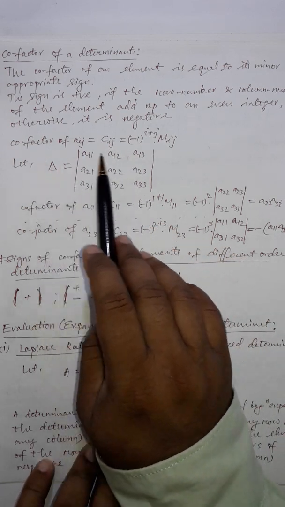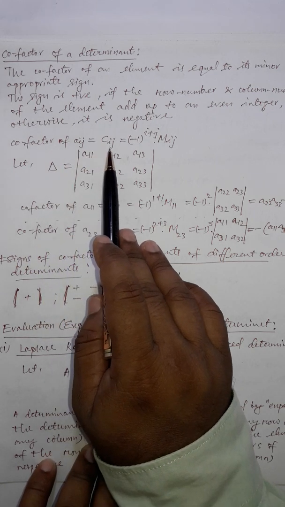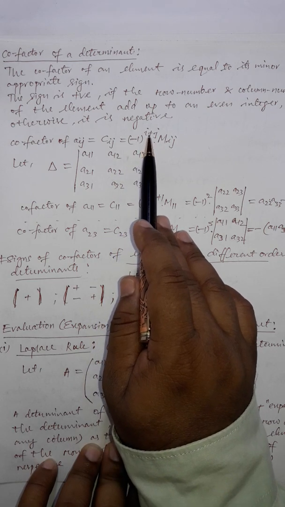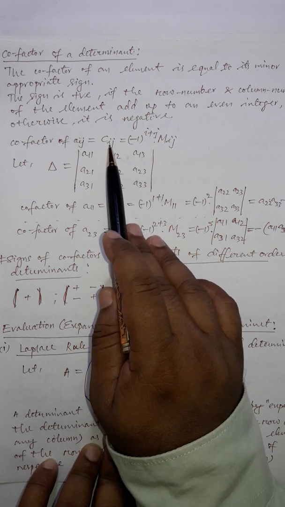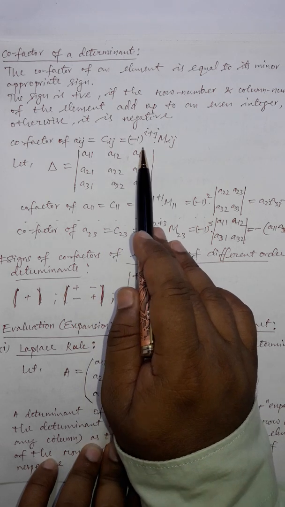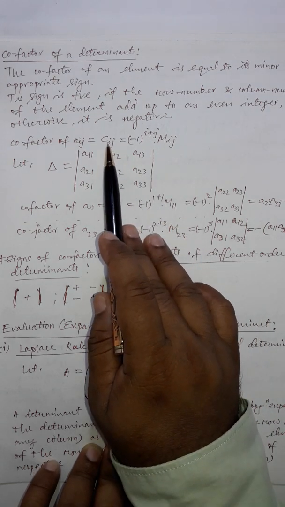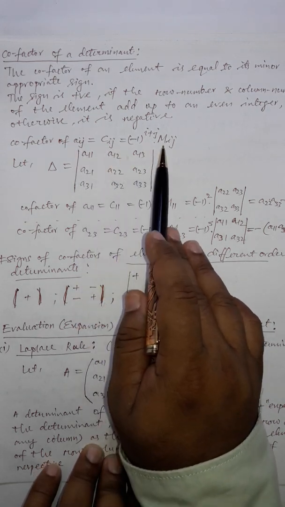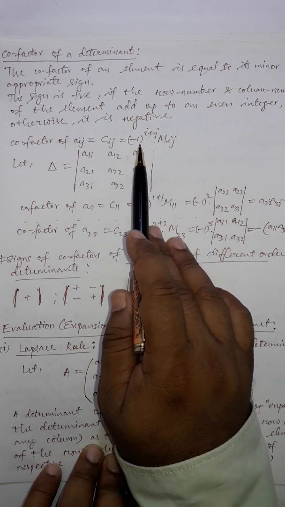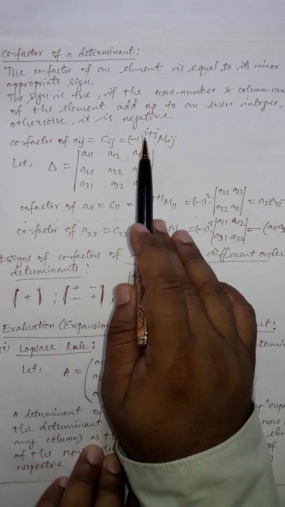That is better understood by this simple formula. The cofactor of the element Aij is symbolically written as Cij, which is equal to minus 1 to the power i plus j, where i is the row number and j is the column number, multiplied with its own minor Mij. So, the cofactor of an element may be equal to its own minor, or by changing the sign you will get it. It depends on the sum of the row and column number.